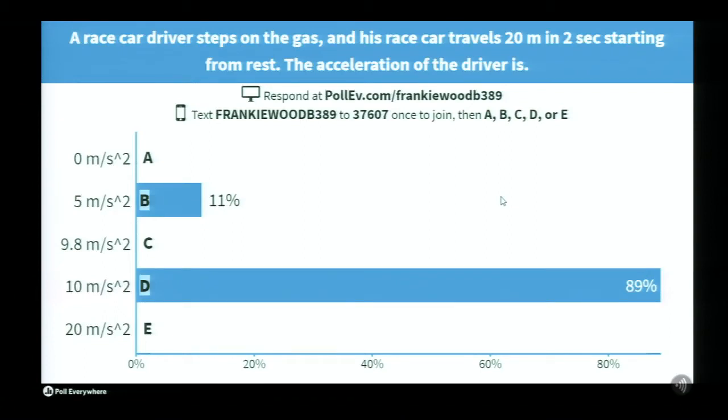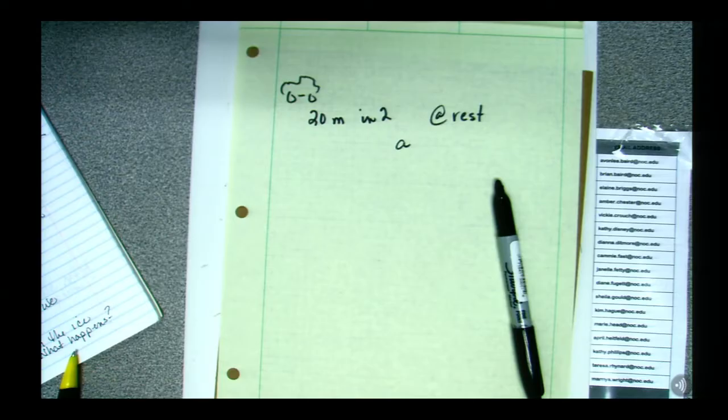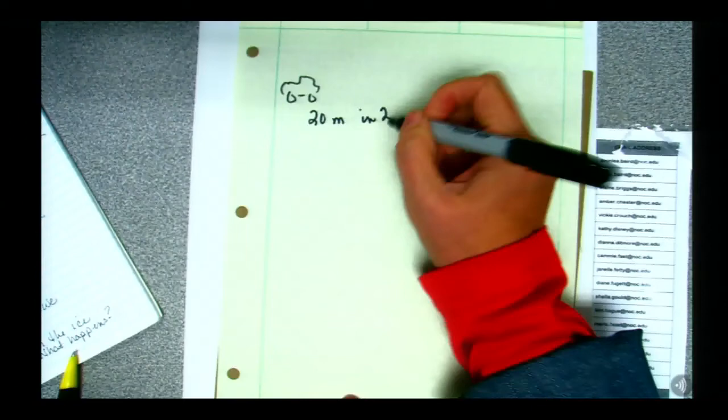Recording. So, alright. Got a car, 20 meters in 2 seconds, and we start at rest.